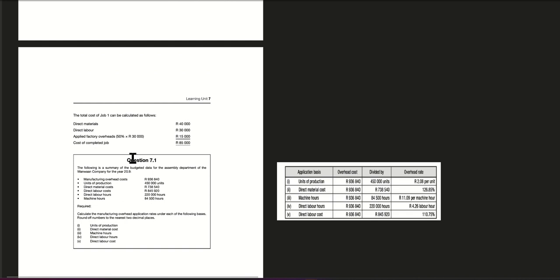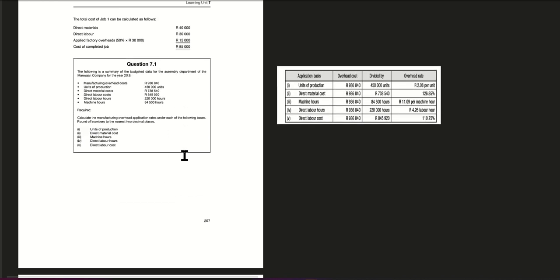I hope that you can see it's fairly straightforward, and basically that will give you the cost, because they were asking you one thing, the total cost of job one. Then this is the way it could be calculated. We will take the direct material plus the direct labor plus the overhead, and we will get our total. So the cost of the completed job would be 85,000 in this example.